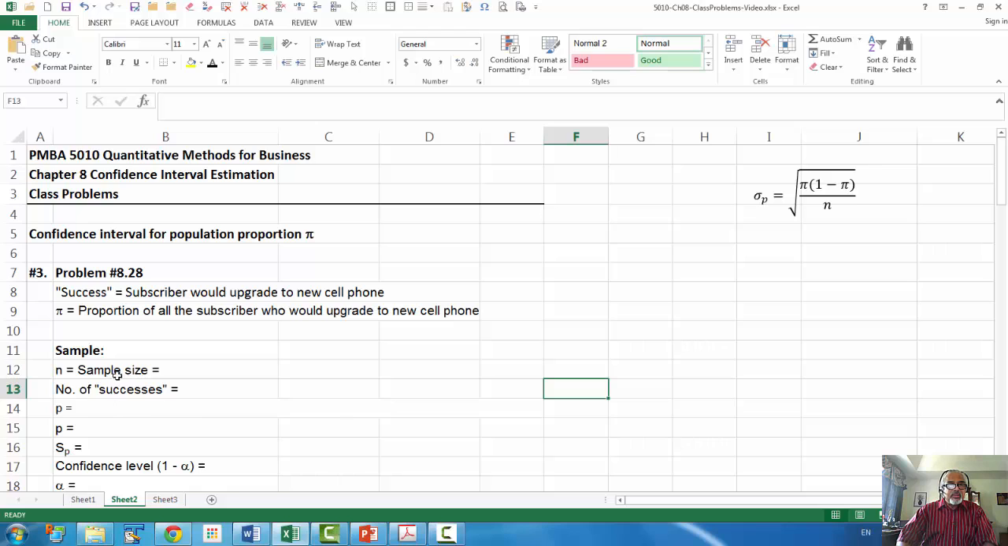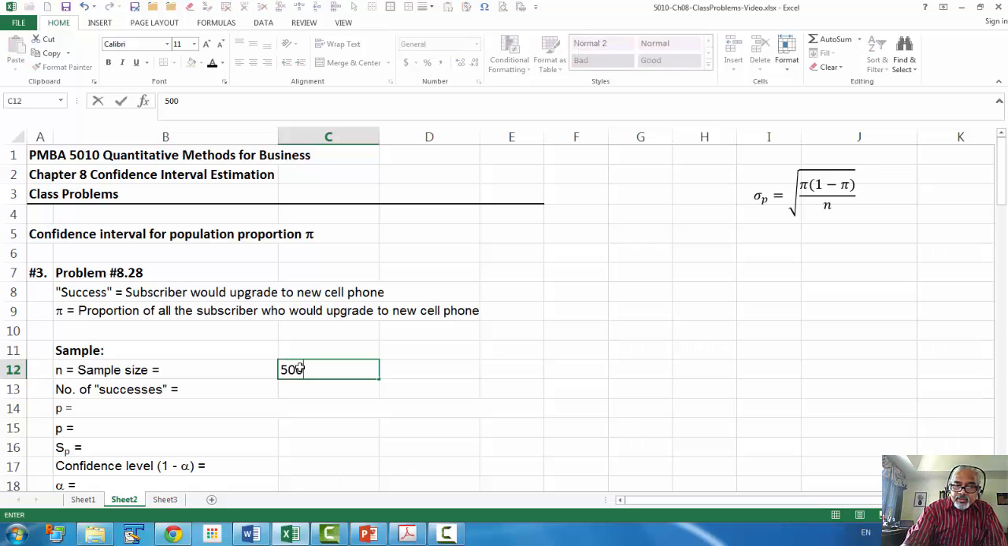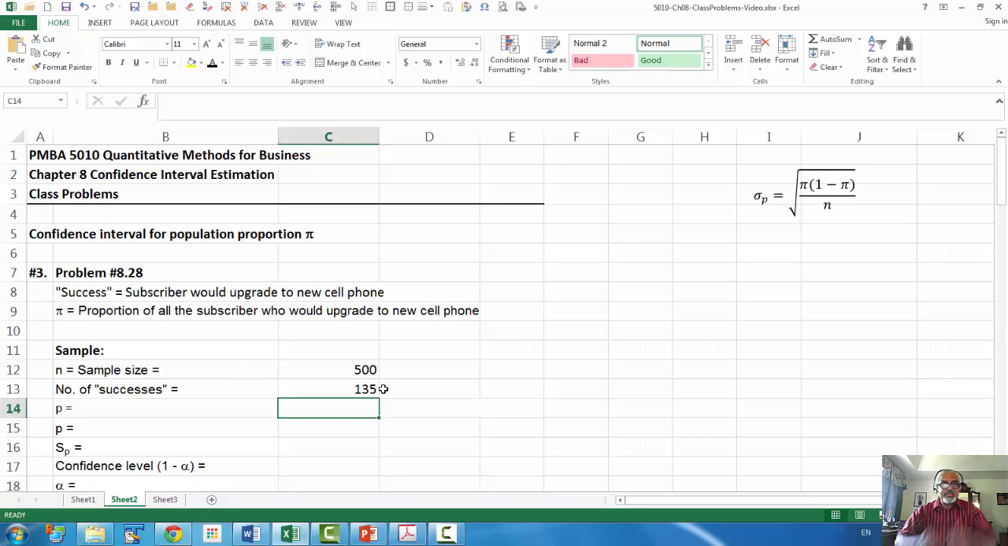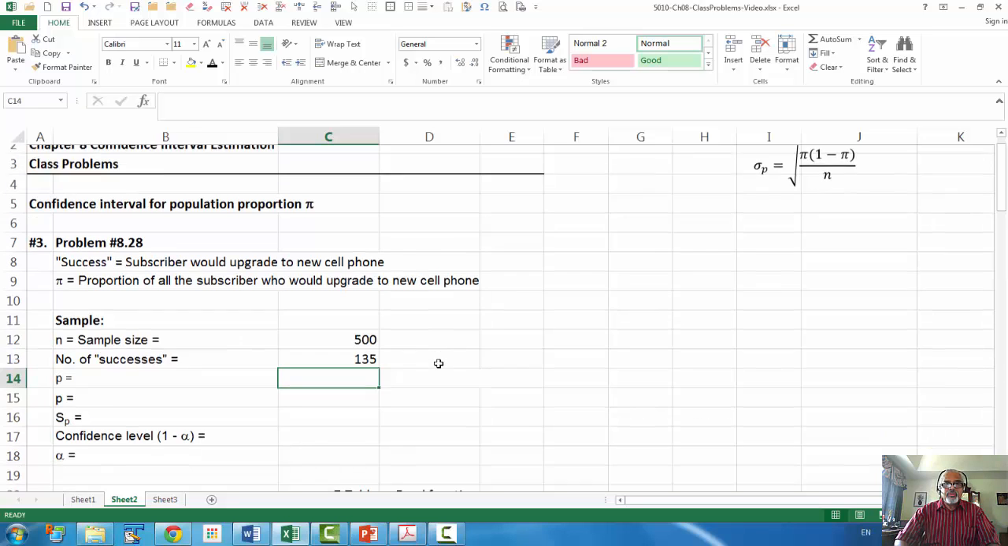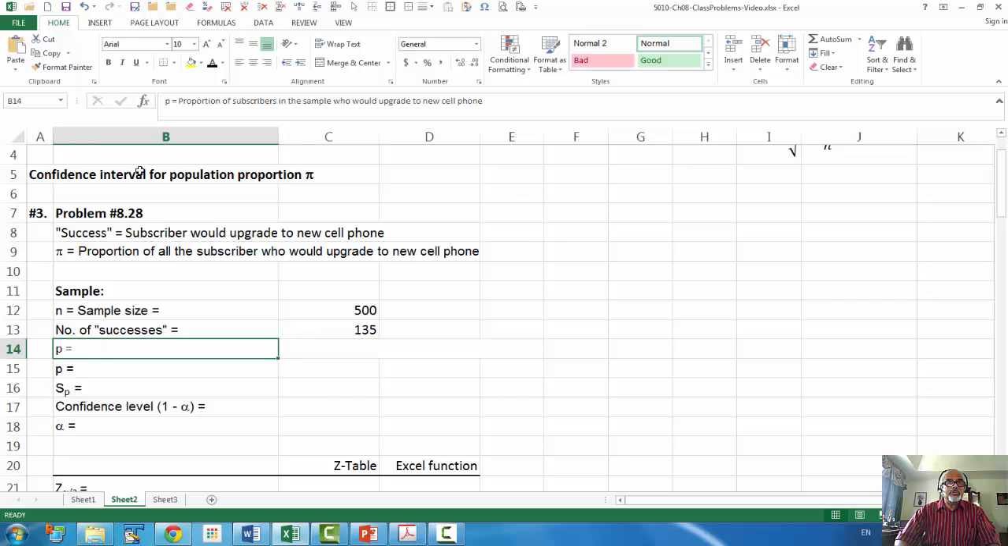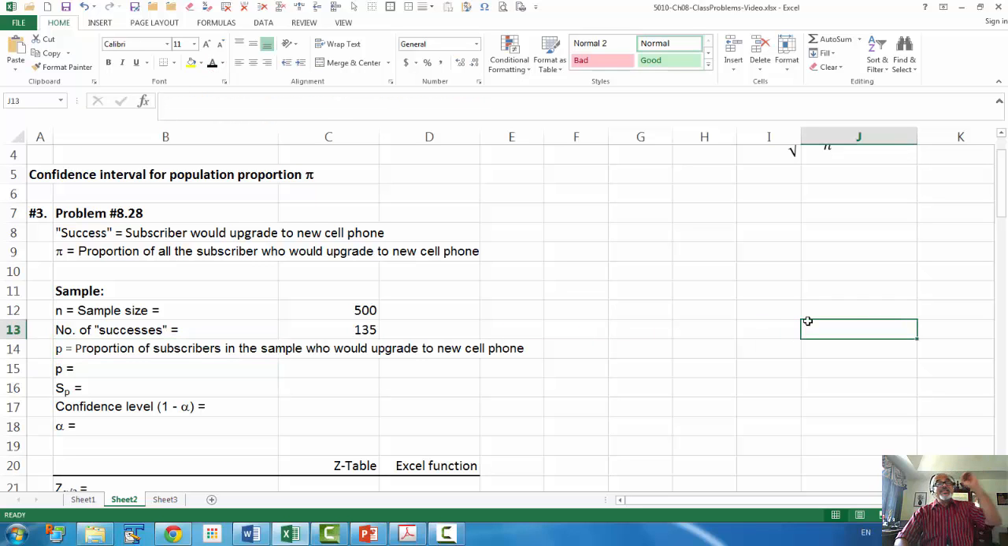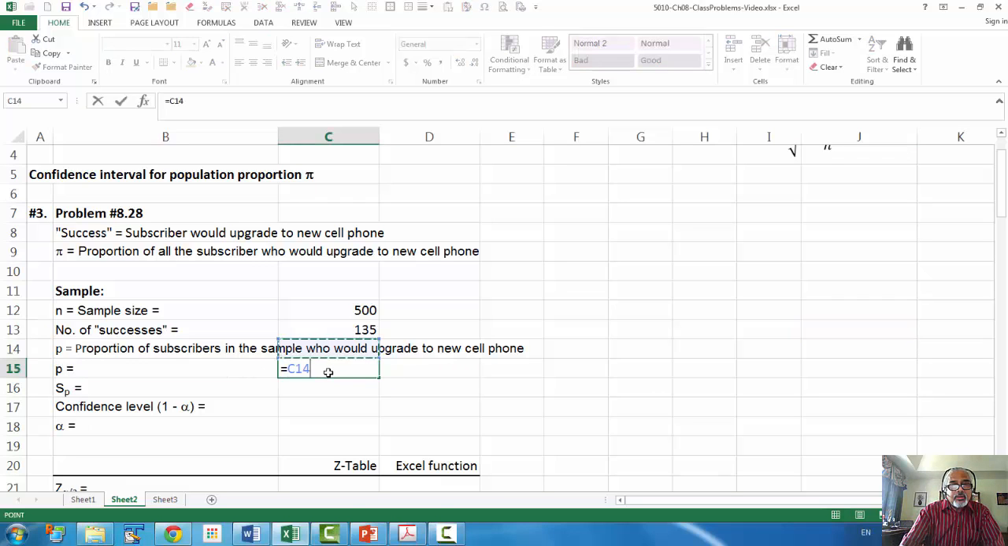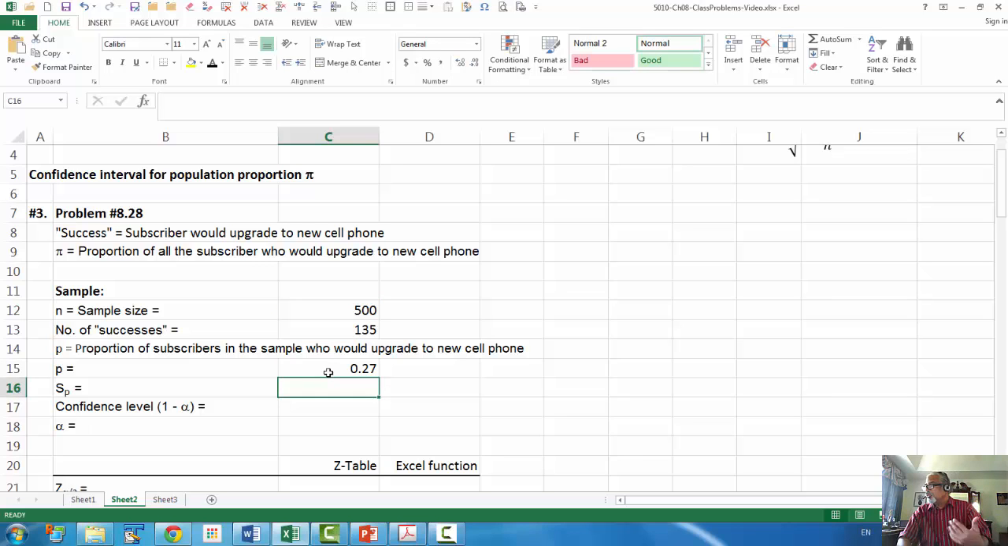Now we start with n. n is the sample size here, and sample size is 500. We're taking 500 subscribers. Of that 500, the number of successes is 135, and it's given. So we're just entering the numbers. These are given in the problem. So here the lowercase p is the sample proportion. So we define that as the proportion of subscribers in the sample who would upgrade. So that we have to calculate. That will be number of successes divided by the sample size. That will give us the proportion of subscribers in the sample who will be willing to upgrade.